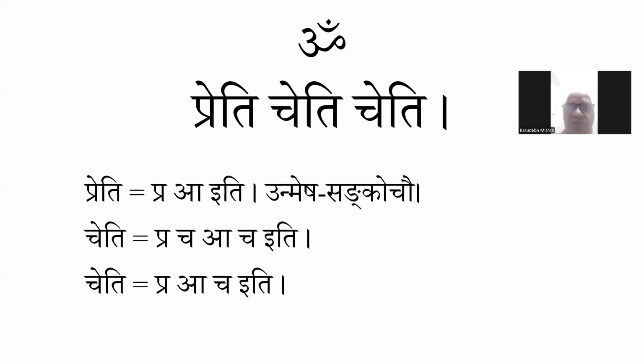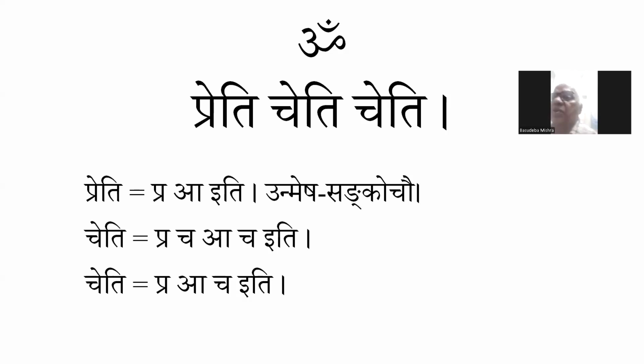For example, the past slide, Pra A Eti Cheti. People are searching for the grand unified theory or theory of everything. But this Pra A Eti Cheti is the grand unified theory provided in the Vedas. That is Pra A Eti. Pra is Unmesa, and A is Sankocha.